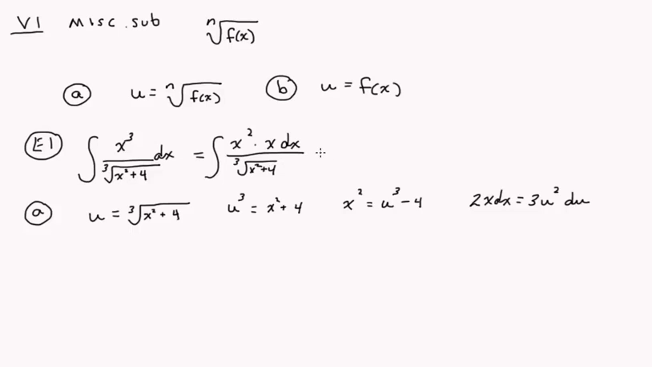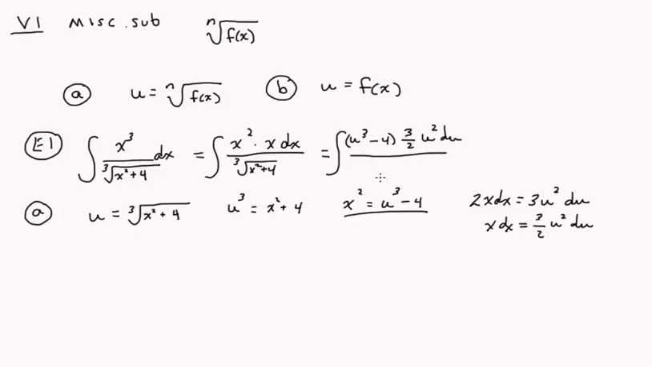Okay, so now what we're going to do is a bunch of fancy substitution. In the numerator, instead of the x squared expression, we're going to write u cubed minus 4, which was the substitution made from this. And then x dx, well, if I want x dx, I'll come down here and that'll be 3 halves u squared du. I solve for x dx. So x dx is equal to 3 halves u squared du. And the denominator then becomes simply u.